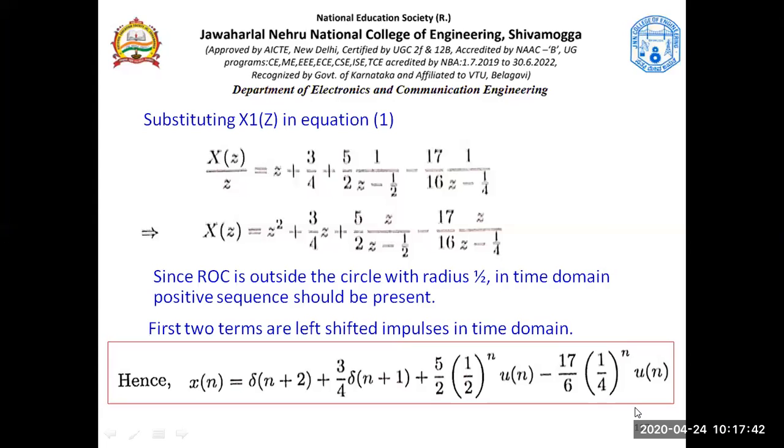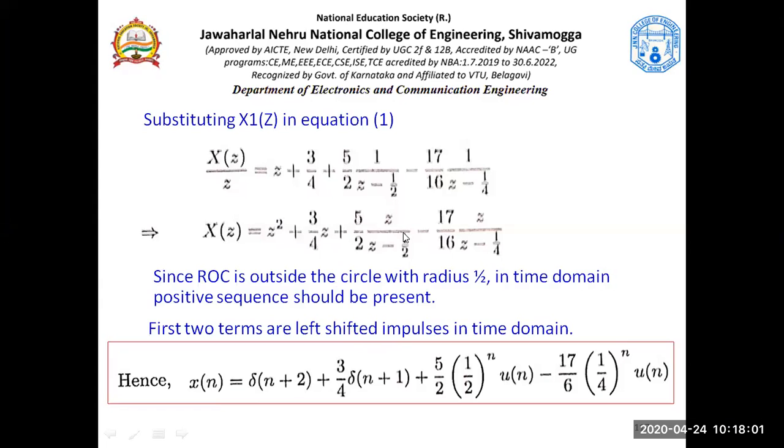See here, since this is plus 2, there is plus 2 here. Since this is plus 1, there is plus 1 here. If it is z to the power minus 2, it would be delta of n minus 2. So if it is z to the power minus 1, it will be delta of n minus 1. And ROC is not required to do that. But here the ROC is needed.